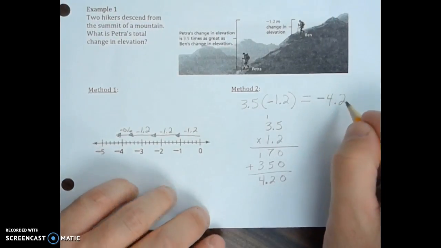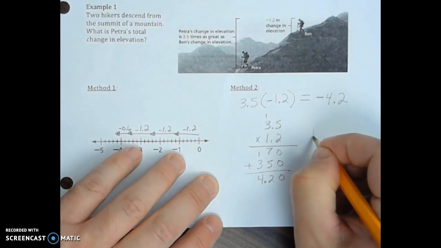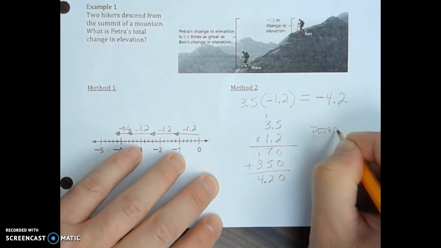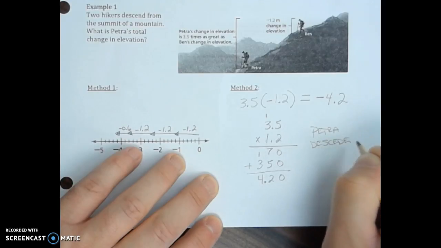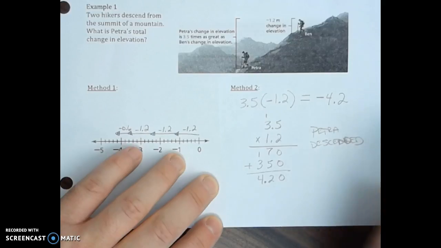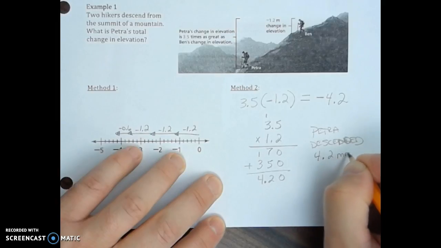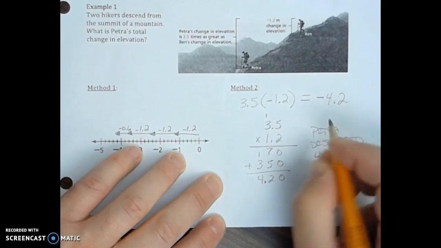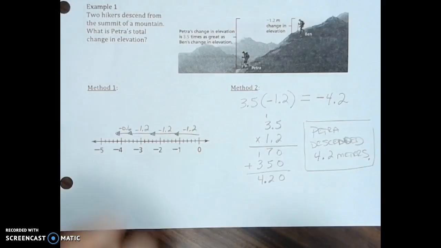Now, what would this number mean? Well, since it's a negative number, I know that Petra's descending, so I'm going to write Petra descended, there we go, get the spelling right. Petra descended 4 and 2/10, and the units were meters. Petra descended 4 and 2/10 meters.